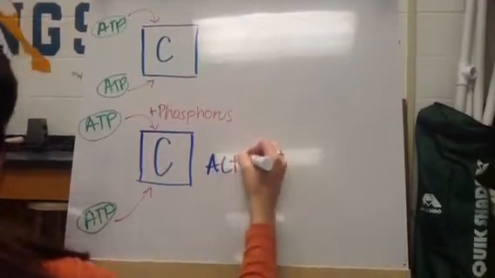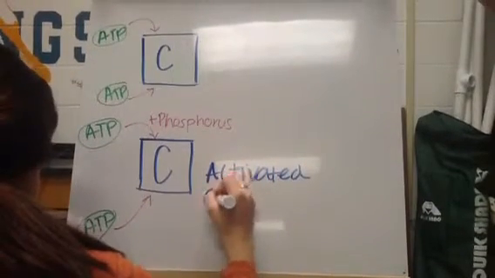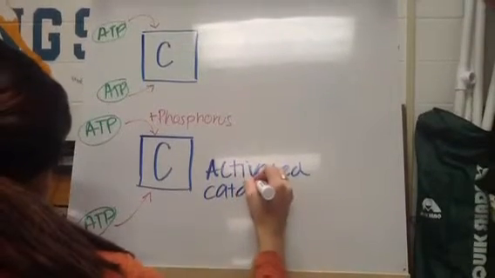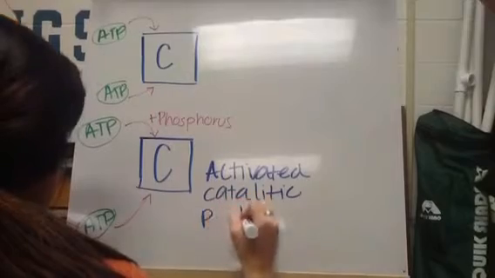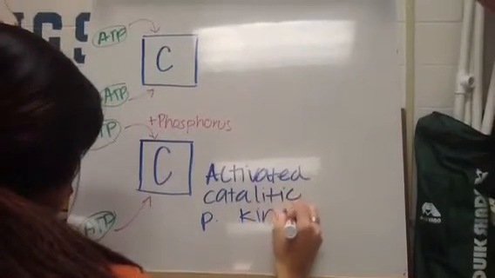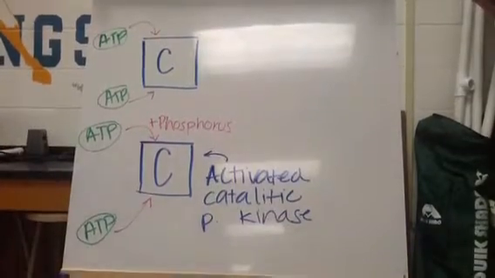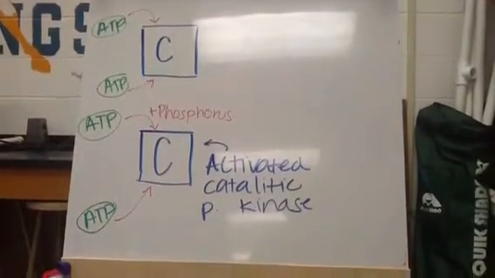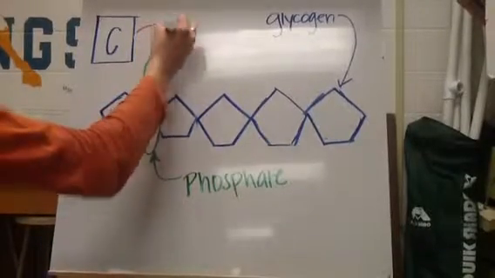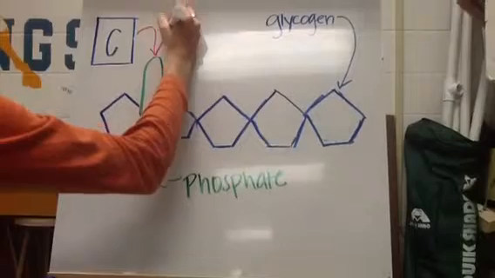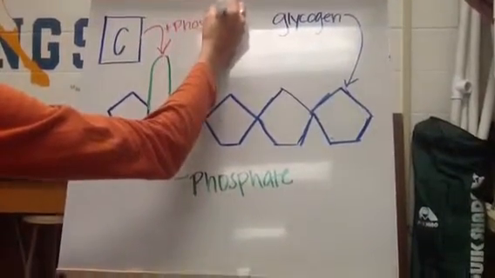The catalytic portion of the protein kinase, now activated with the phosphate groups, or charged up with the phosphate groups, will transfer the phosphate groups onto the phosphorylase. Then the phosphorylase gets activated and starts breaking down the glycogen into monomers called glucose.